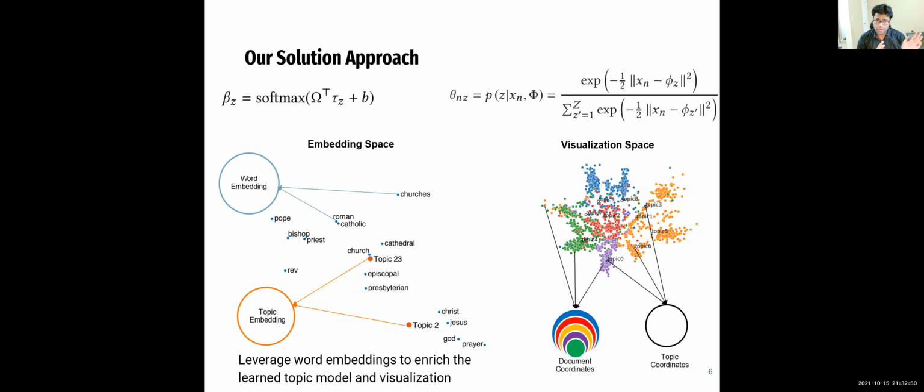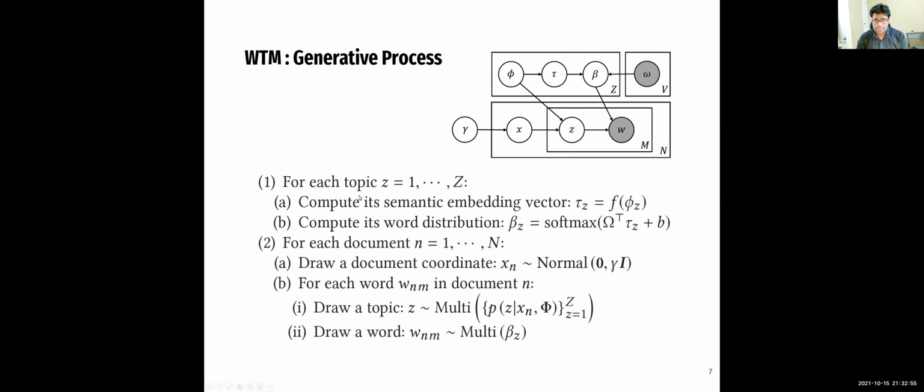So that's your word distribution on the left and the topic distribution on the right. Now, this is the generative process for WTM. For each topic, we try to tie the topic coordinates and the topic embeddings together using a neural network. We compute the topic embedding using that neural network, and then we formulate the word distribution, as you see in the previous slide, using the information from word embeddings and this topic embedding.